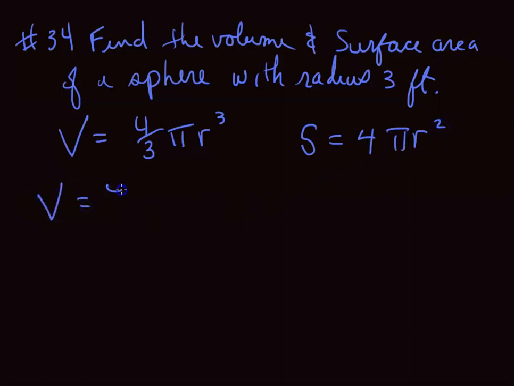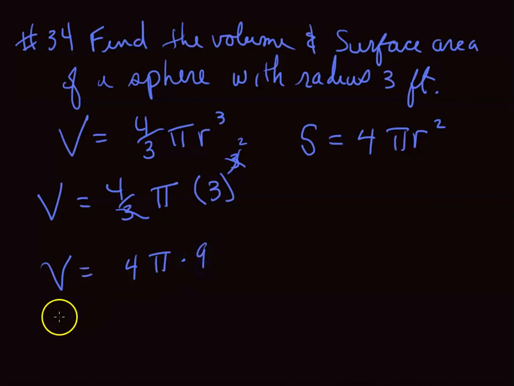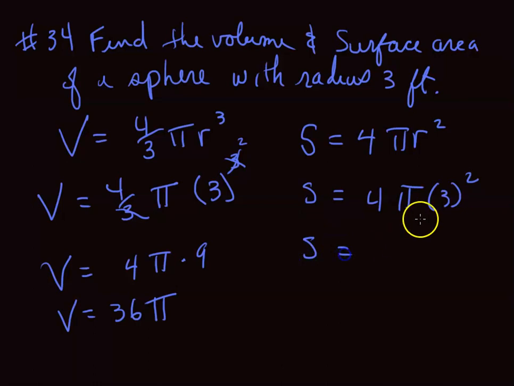So the volume is 4/3 times pi times 3 cubed. Now this 3 will get rid of one of those 3's. So this will now be squared. And this is 4 pi, 3 squared is 9, right? Or the volume is 36 pi. Surface area is 4 pi 3 squared. Oh, that looks familiar. So it is 9 times 4, or 36 pi.